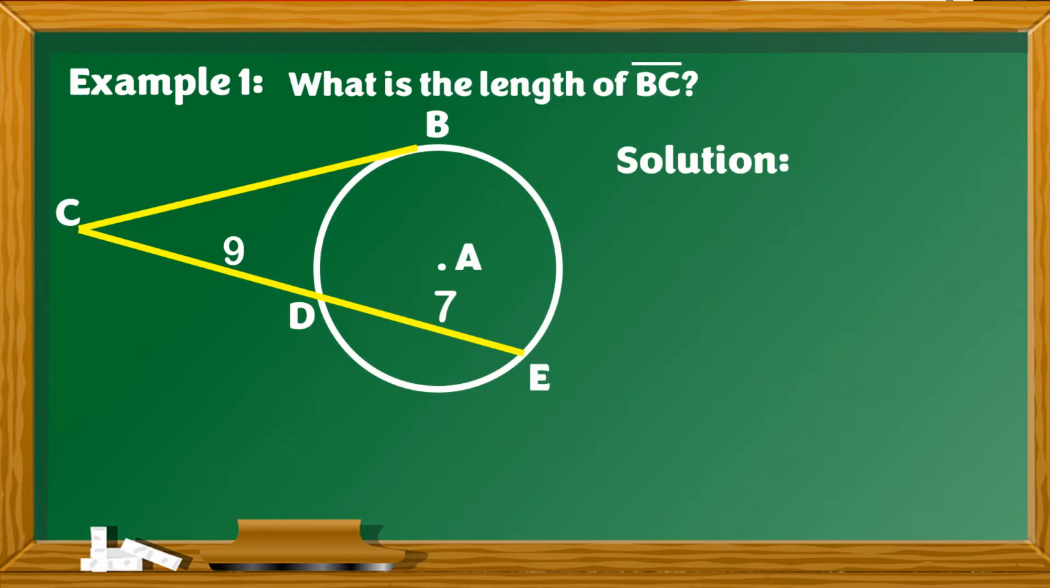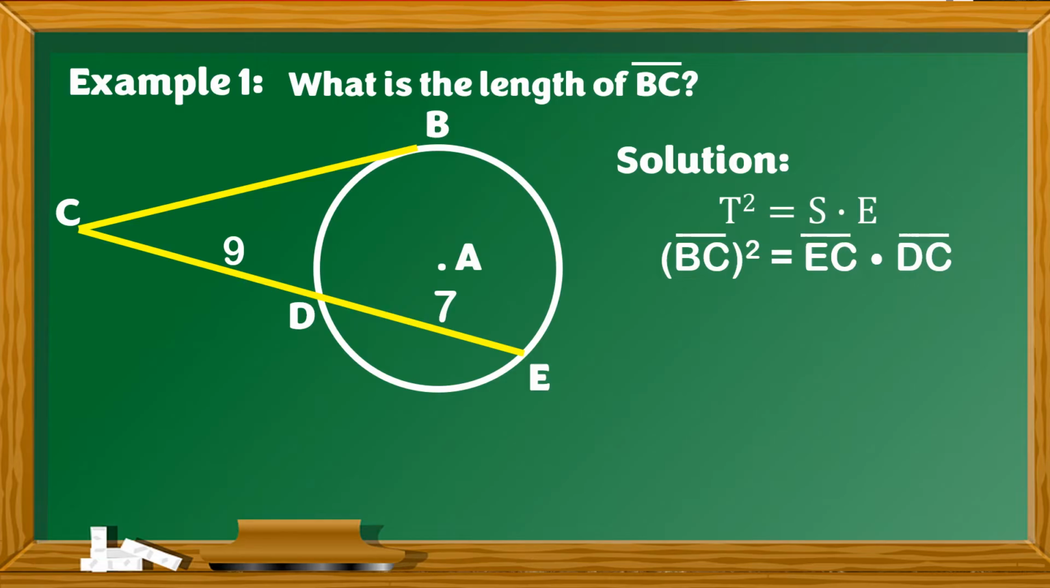Let us first write the mathematical expression applying the theorem on tangent and secant segments. We have line segment BC, that is the tangent. Applying the theorem, line segment BC squared equals the secant segment, line segment EC, times the external segment, line segment DC.